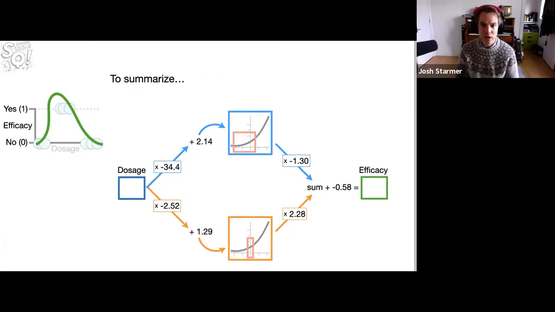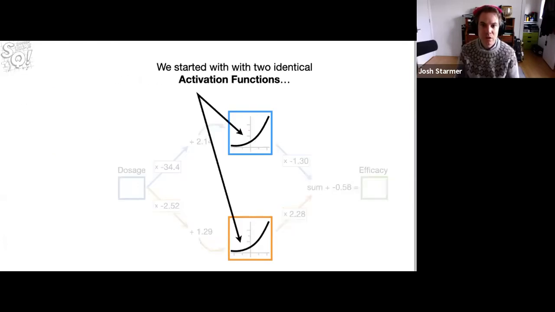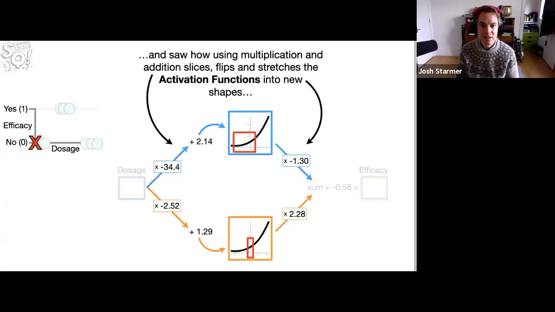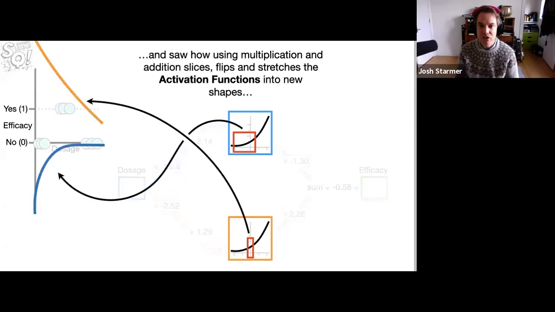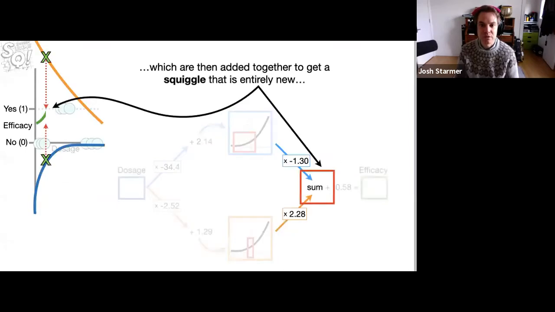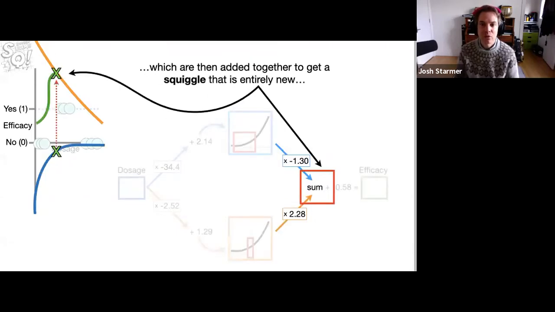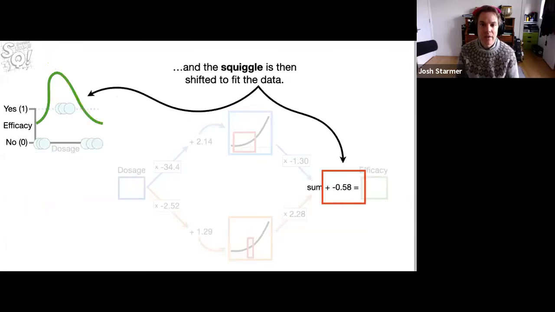Bam! To summarize, we started with two identical activation functions. But then we plugged in some values and saw how using multiplication and addition slices, flips, and stretches the activation functions into new shapes, which are then added together to get a squiggle that's entirely new. And then the squiggle is shifted to fit the data.